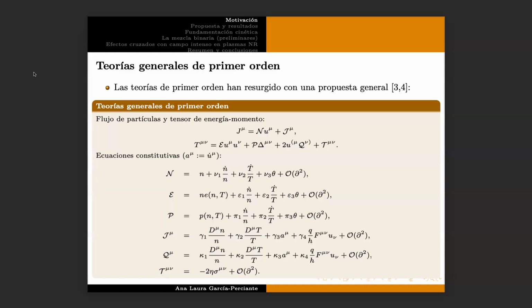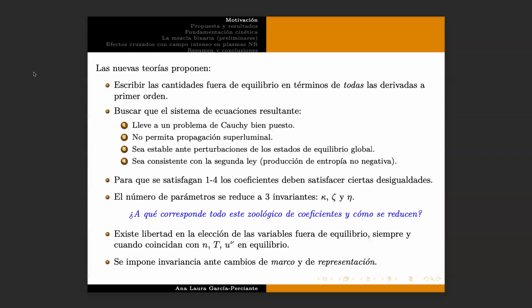And here we're considering also the electromagnetic field. So the new theories propose to write all the out of equilibrium quantities in terms of every derivative to first order to the corresponding rank. I mean, scalars with scalars and vectors with vectors. And we're going to look for restrictions on the coefficients such that we are led to a well-posed Cauchy problem. It is causal, it has to be stable, and it has to be consistent with the second law of thermodynamics.